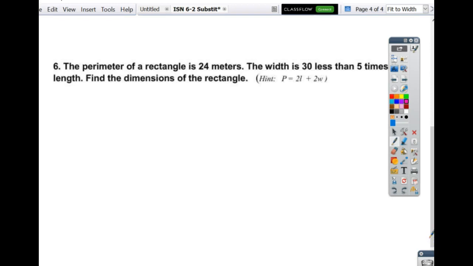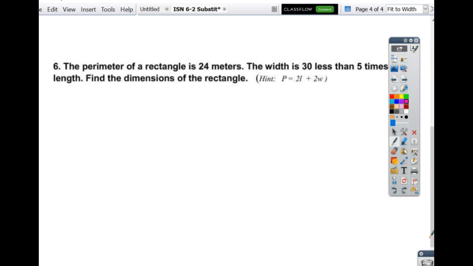So the perimeter of a rectangle is 24. The width is 30 less than 5 times the length. Find the dimensions. Okay, so first of all, you can't not do this because it's a word problem and you hate word problems. That's number one.